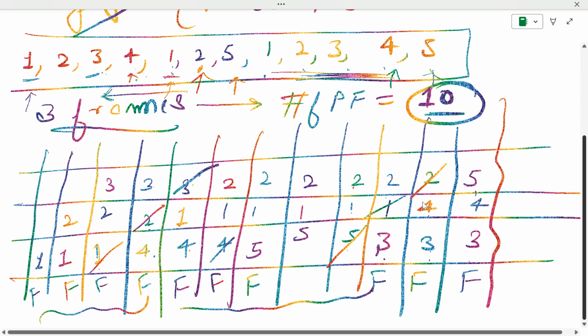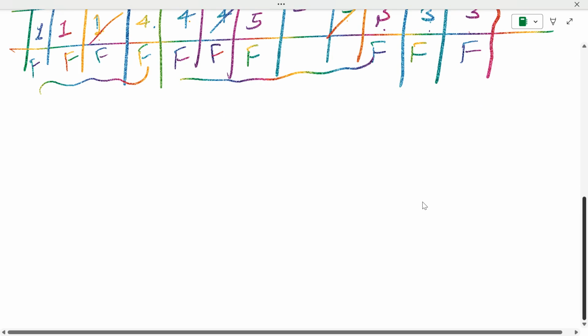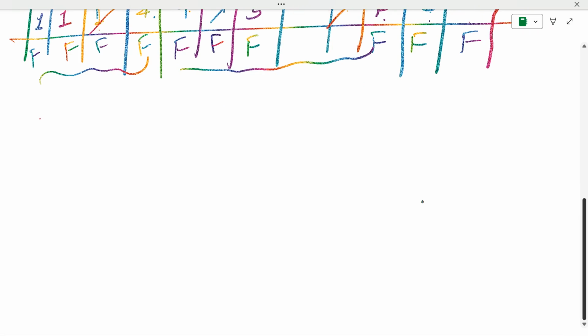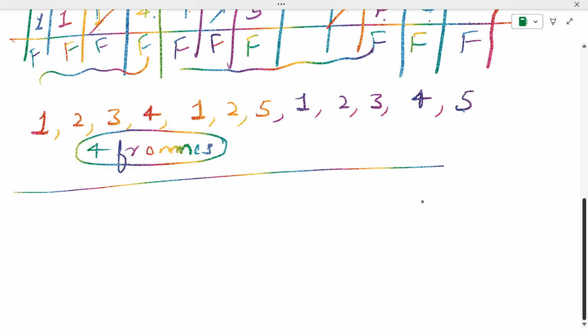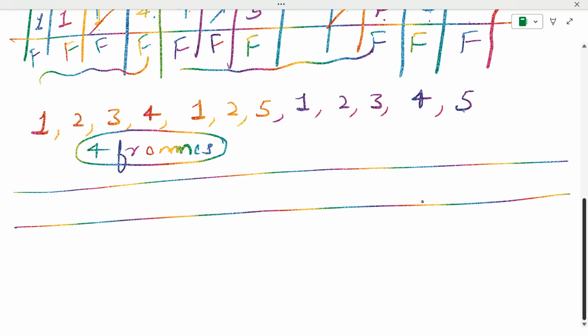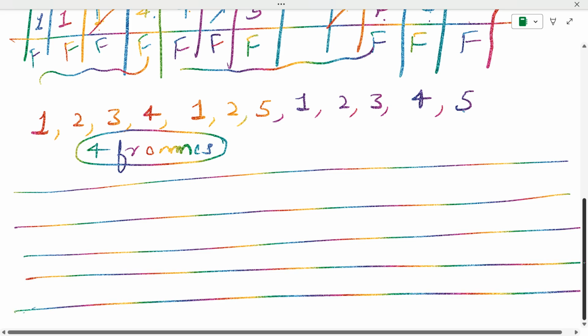Let's see how many page faults occur for the same reference string if we increase the number of frames. Okay, so let's say the reference string is 1 2 3 4, then we have 1 2 5, then we have 1 2 3 4 and 5. So this is the basic reference string, and let's say we have 4 frames, right? So we will now be referring to these 4 frames in this sequence: 1 2 3 and 4.